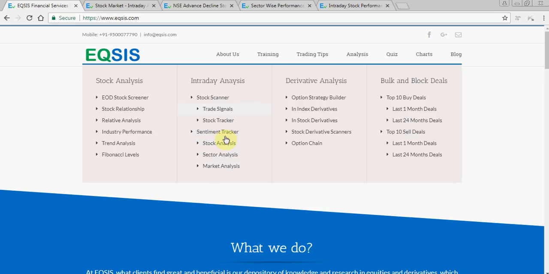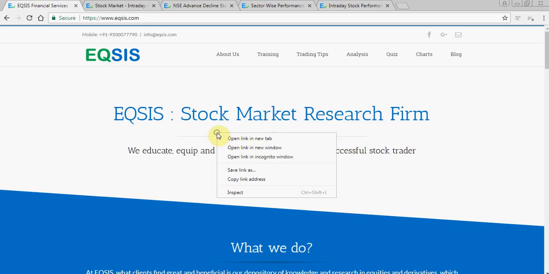Under intraday analysis, we have two parts now. One is the stock scanner. The other is the sentiment tracker, because we still believe sentiment drives the market. So we thought, why not quantify the sentiment? Why not make it so approachable for many people to understand? So there is one main menu, the sentiment tracker, under which there are stock analysis, sector analysis, and market analysis. I'm just going to open everything in a new tab.